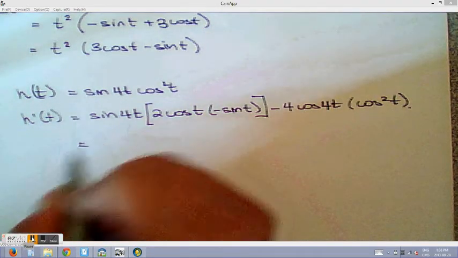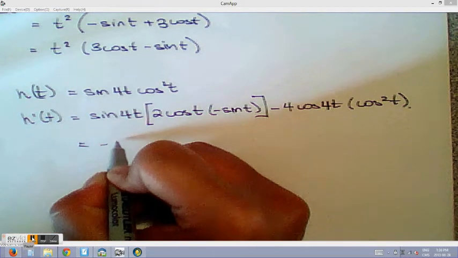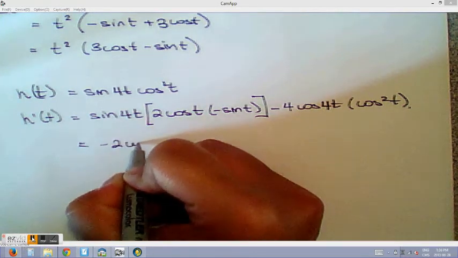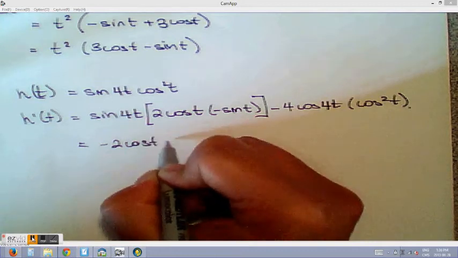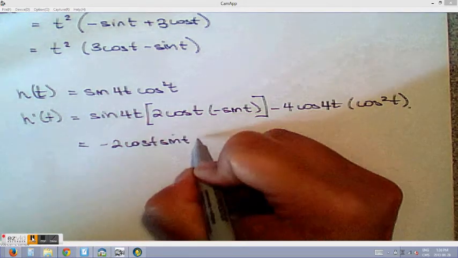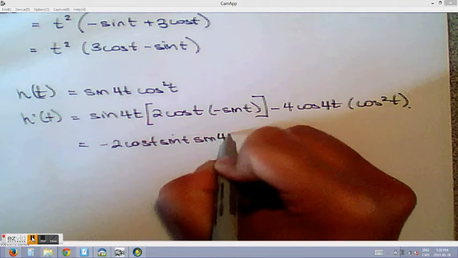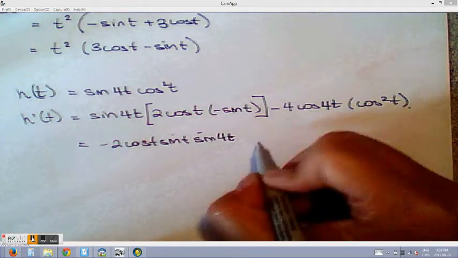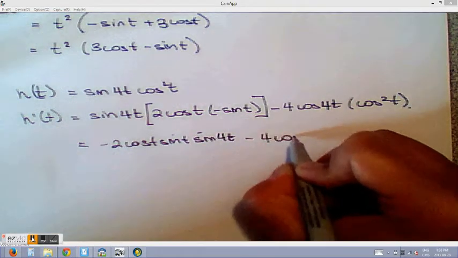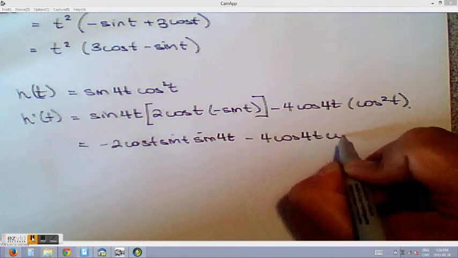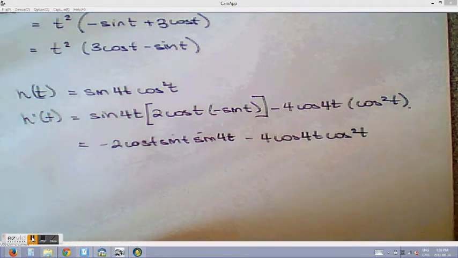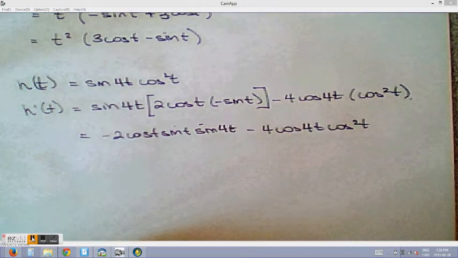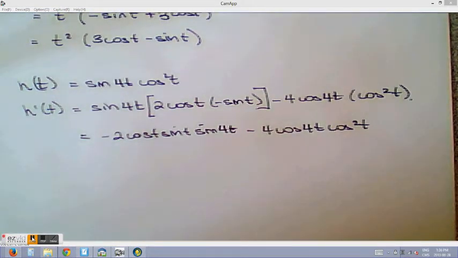So in this case, it would be minus 2 cos t sine t, doesn't matter what order you have it in, sine 4t, minus 4 cos 4t cosine squared t. Oh goodness, that is quite long. Okay, so is there anything that we can do here? Although that is a nice answer. Is there anything that we can factor?